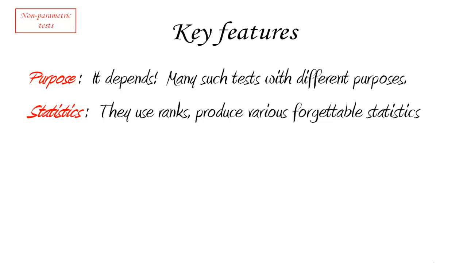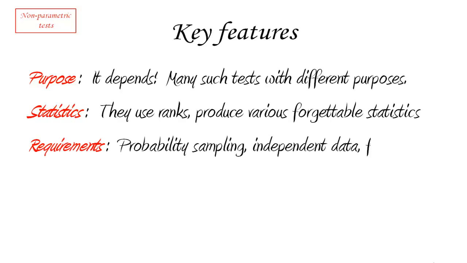Which statistics do they use? Well, as we said, they use ranks. They also use sample sizes occasionally, but pretty much just ranks. And they also produce various statistics, which, like the t statistic, the chi-square statistic, the f statistics, are totally useless, so you can ignore them. Okay, and then of course they produce the p-value. Without it, we would not be able to do anything, right?